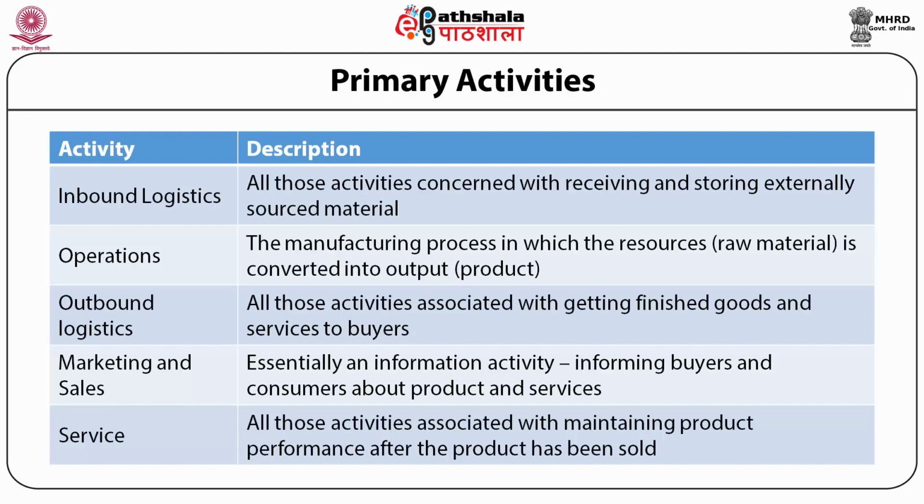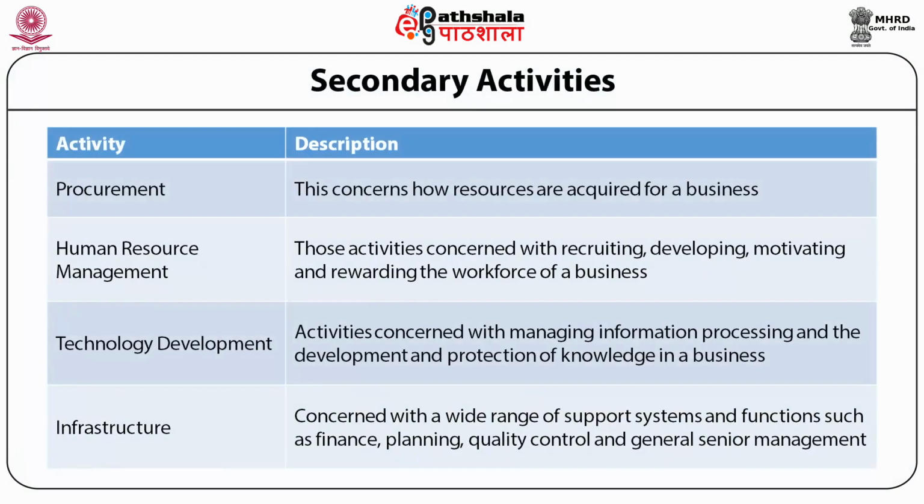So according to Michael Porter, any organization basically is involved in these 5 primary activities. Similarly, there are 4 secondary activities of the value chain framework, which includes procurement. Procurement is concerned with how the resources are acquired for the business. So all resources that the company requires, how the company is acquiring those resources becomes part of procurement.